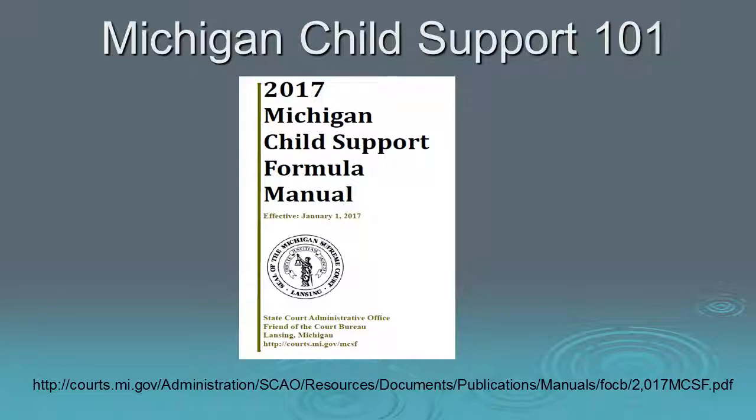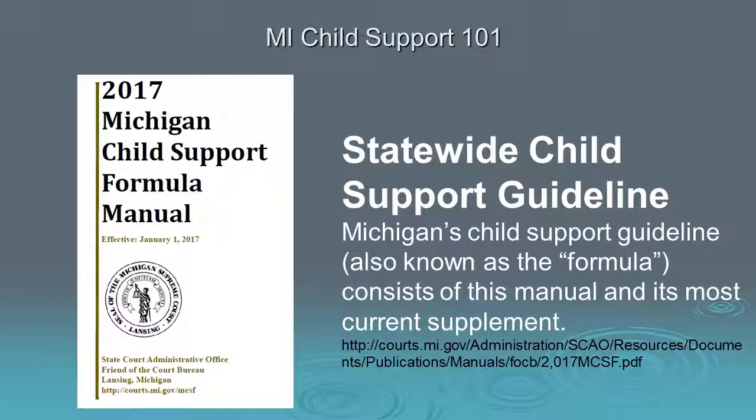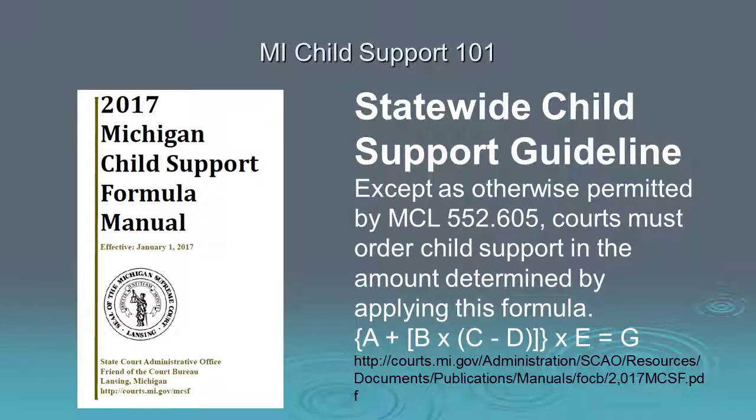The 2017 Michigan Child Support Formula Manual went into effect January 1st, 2017. The full version of the manual can be viewed at the link at the bottom of the slide. The manual is used in all family courts in the state of Michigan and consists of the manual and the most current supplement. Courts must order child support in the amount determined by applying this mathematical formula.